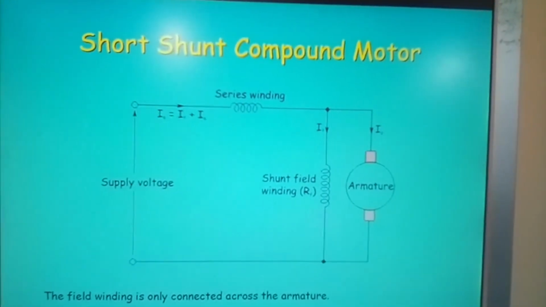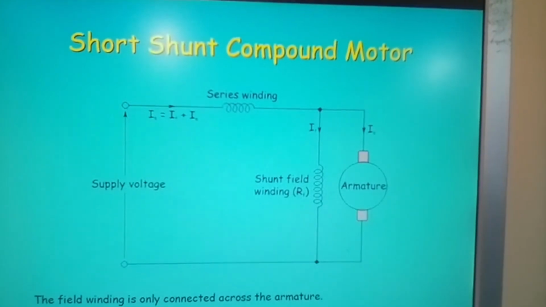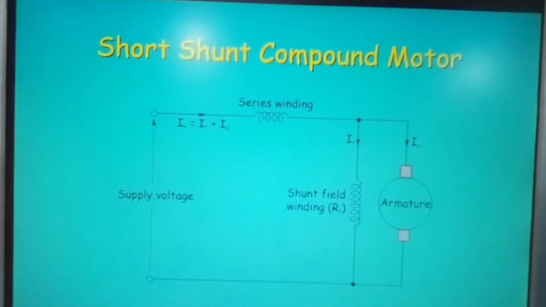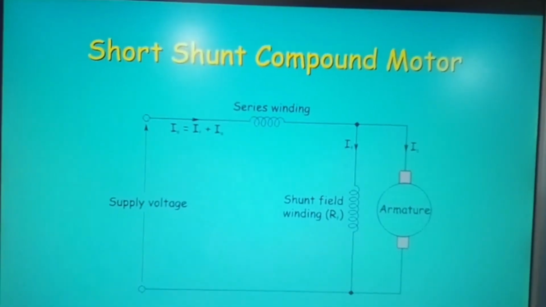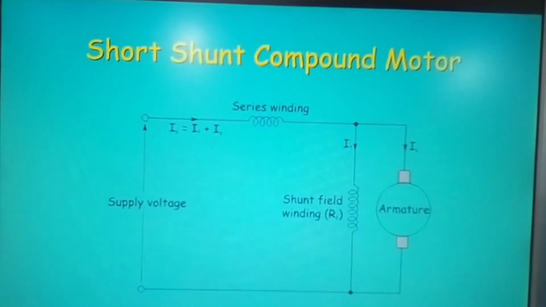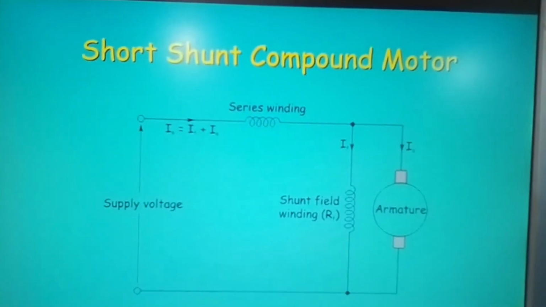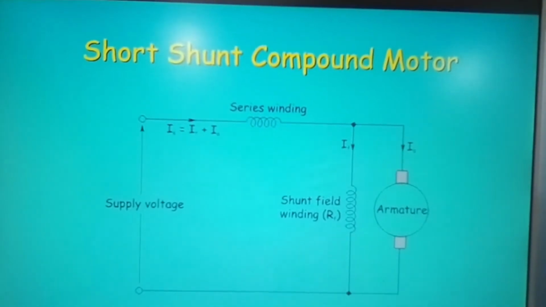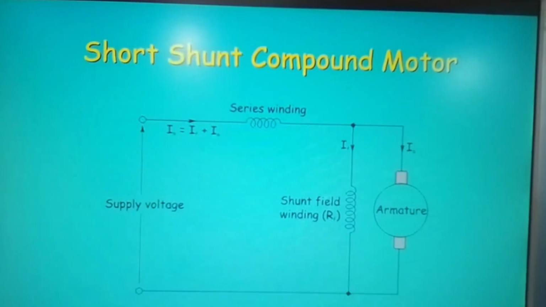Short shunt compound motor. The field winding is only connected across the armature. Again here you have short shunt compound motors. Now draw these diagrams out. Get to know what they are, then do your own additional research. Look at the calculation that goes into this. Now I believe I may have done some calculations of this on a previous video, but I'm going to recheck my information for myself and see if I need to do any additional work to this.